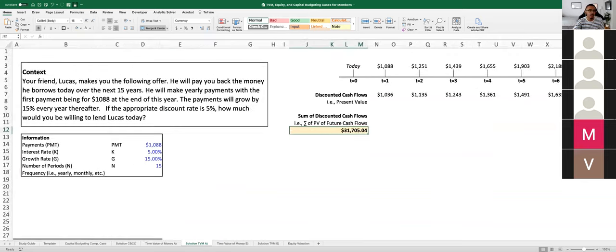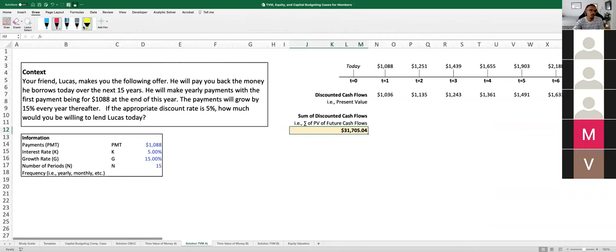So what we did is we highlighted a few things. We know that our friend Lucas is going to make us an offer similar to what was on the exam: over the next 15 years, the payment of 1,088 will grow by 15%, and the appropriate discount rate is 5%. Remember from the first midterm, there are only three things we care about. Is this a defined set of cash flows? Is it a cash flow that's going to last forever? Then we figure out when the payments are happening. In this case, it's at the end of the year.